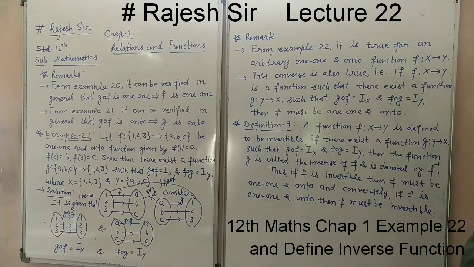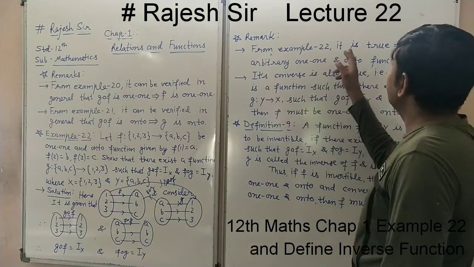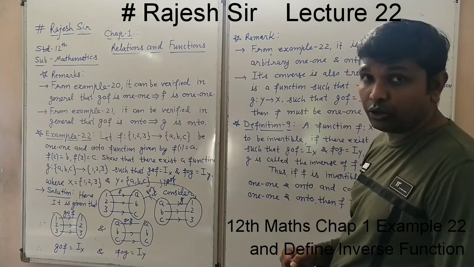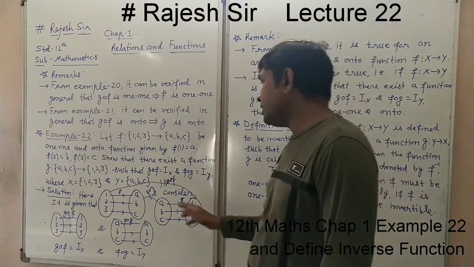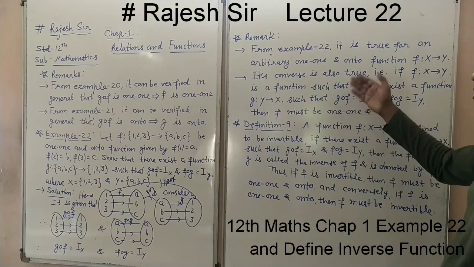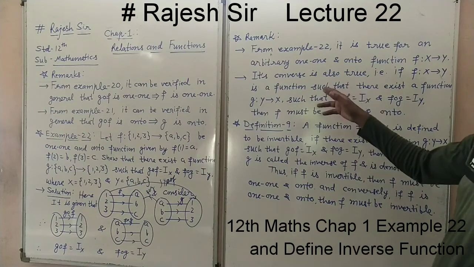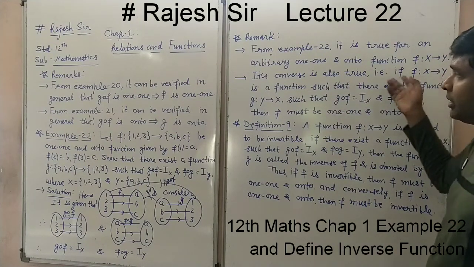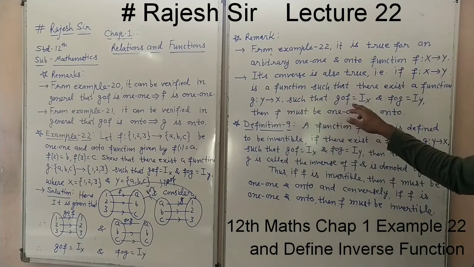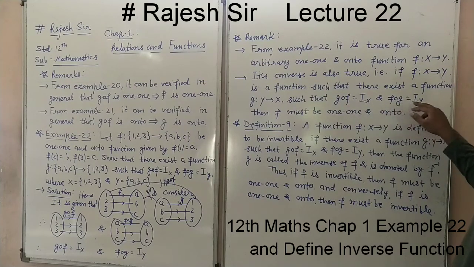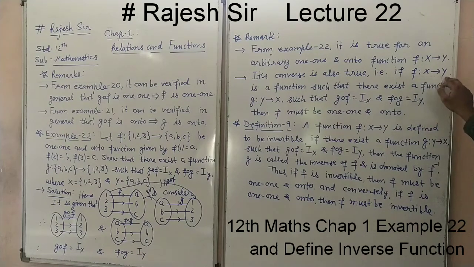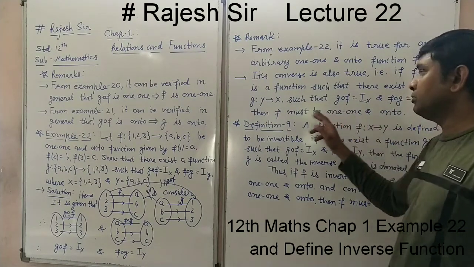In short, what is given? It is true for an arbitrary 1-1 and onto function that GOF equals Ix and FOG equals Iy. This is given. And in the converse, given that there exists a function f from x to y, and its inverse function also exists, like g from y to x, and it is also happening that GOF equals Ix and FOG equals Iy, this can be possible only when f from x to y is 1-1 and onto. So it must be 1-1 and onto.